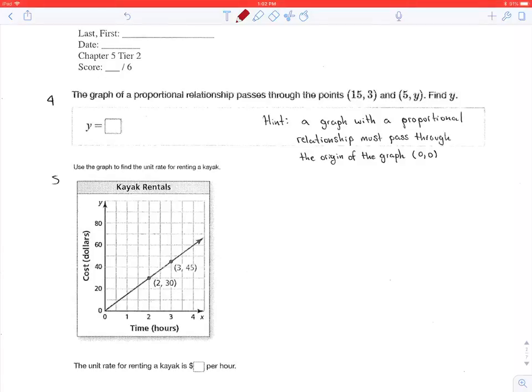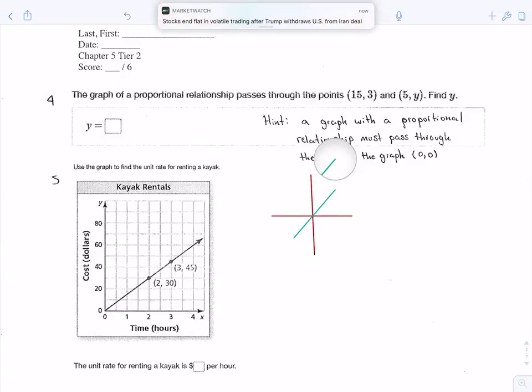For number 4, what you need to understand is that the graph of a proportional relationship always passes through the point 0, 0, which we consider to be the origin. So for this problem, you have to know that beforehand. I've included the hint on all of the warm-ups, but on the test you'll have to know that yourself, that for a graph to have a proportional relationship, the line on the graph has to go through the origin. So it has to go through here.